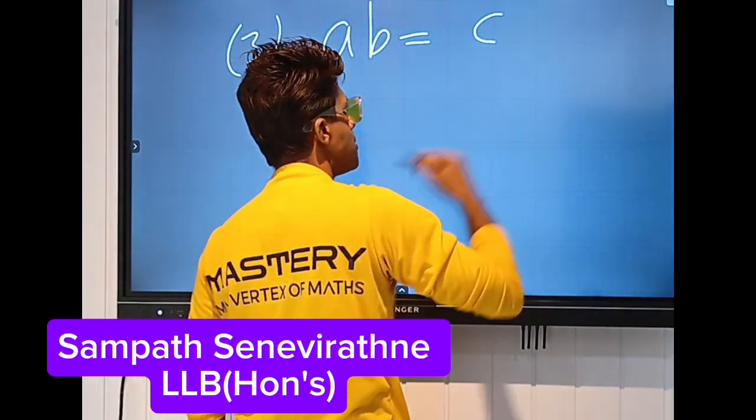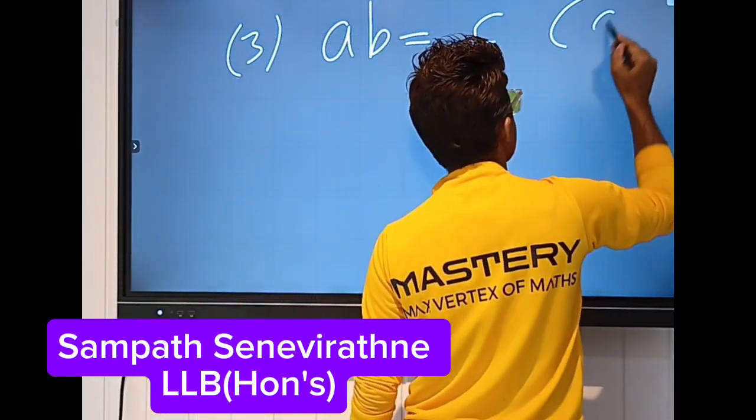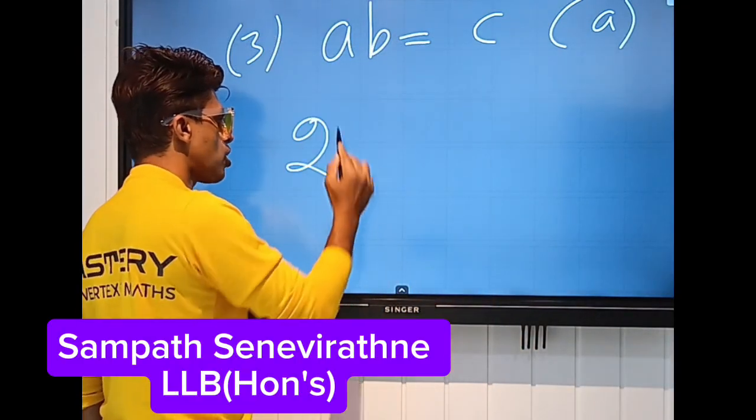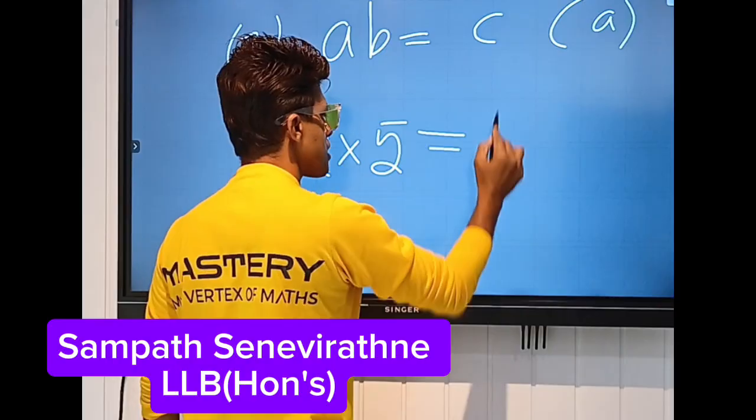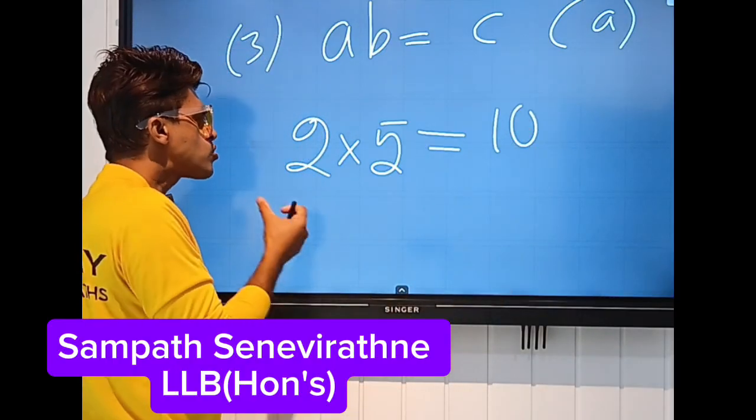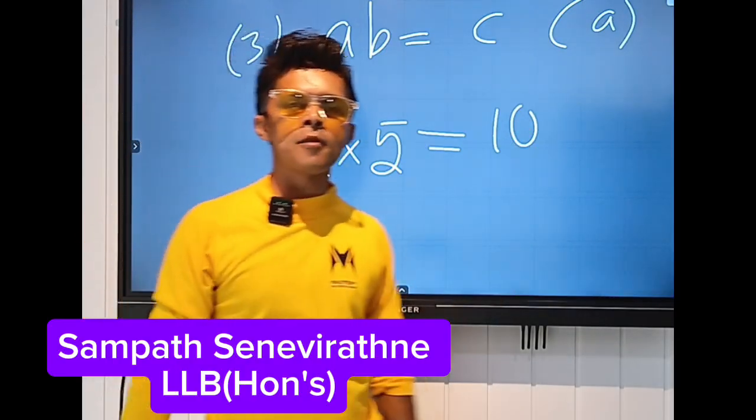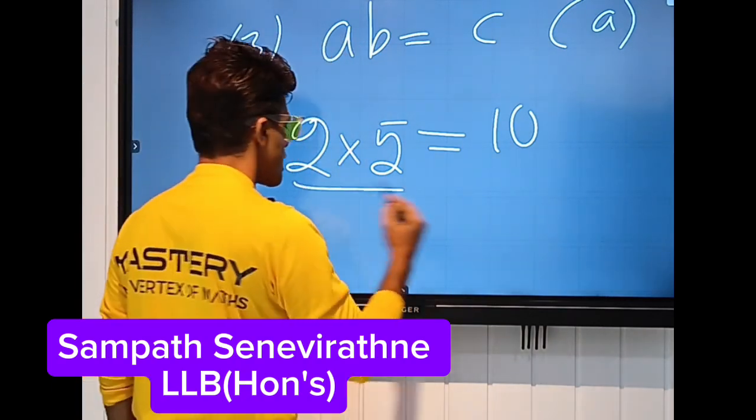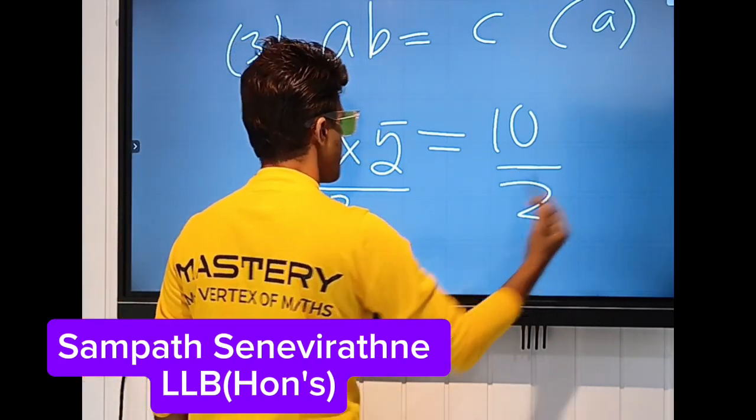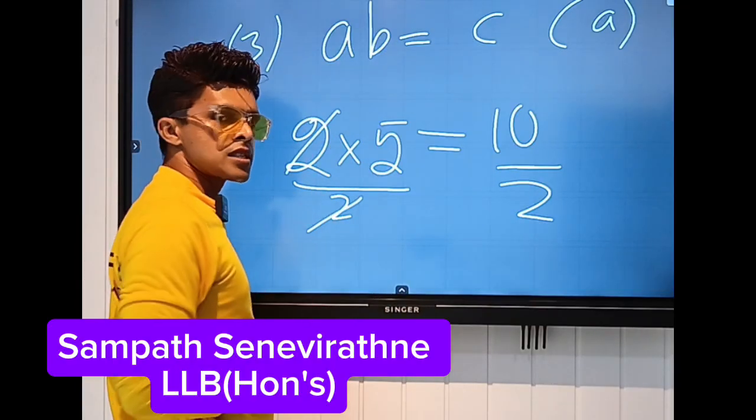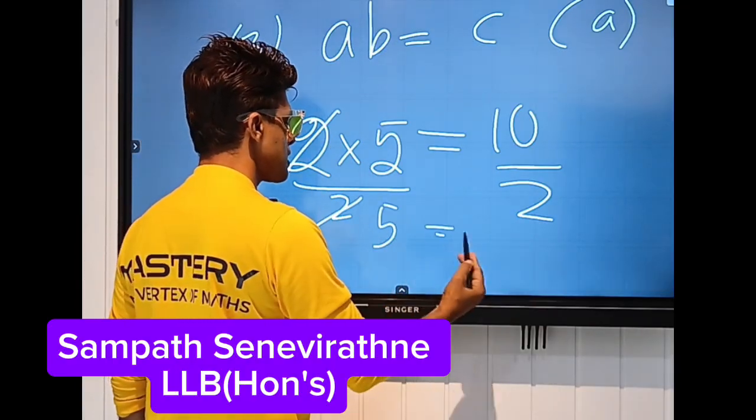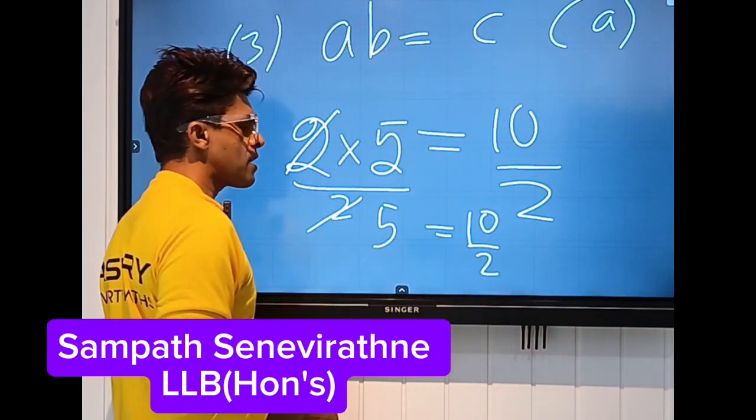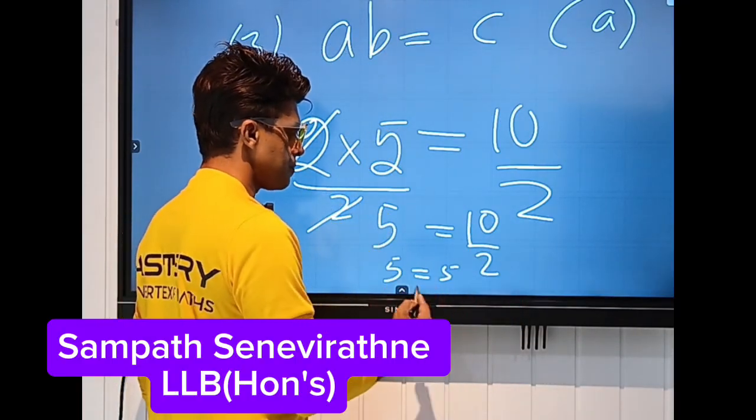AB equals C. You need to make the term A the subject. Just think of this one: 2 times 5 equals 10. This is not a formula, just think of this one. So 2 times 5 equals 10. You could divide both sides by 2. When you divide both sides by 2, the remaining term here, that is the digit here, is 5. 5 equals 10 upon 2, 10 upon 2 again equals 5. So 5 equals 5.